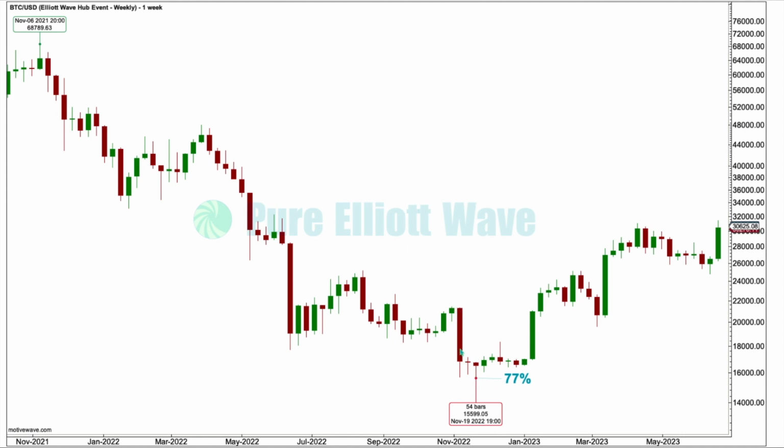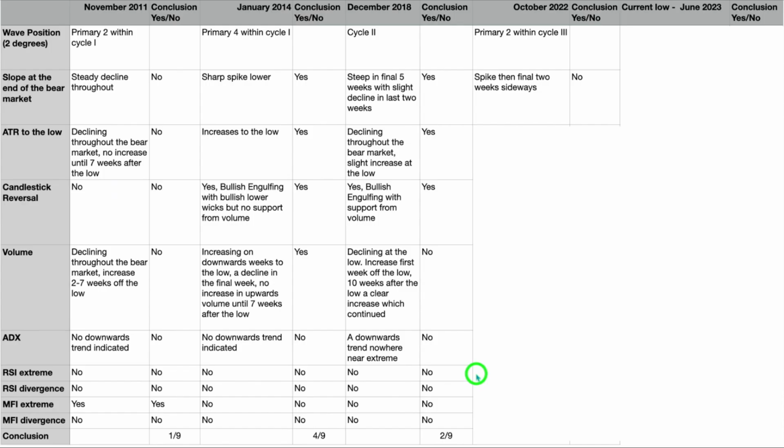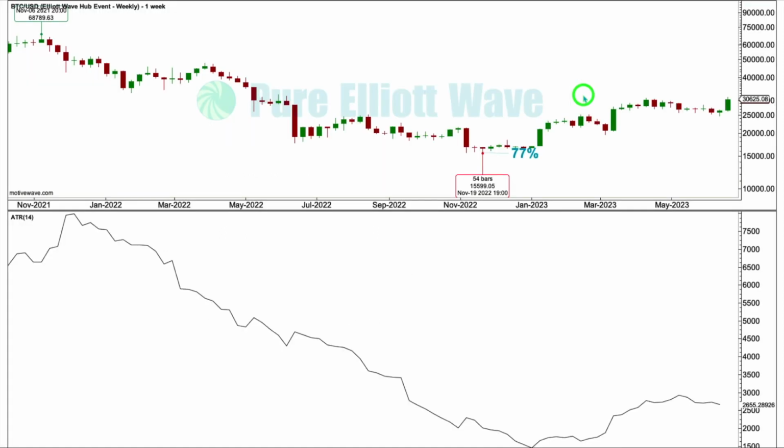A little bit of an increase in the slope of downward movement, but in the last 2 weeks it just moved sideways. So there was a spike, but then the final 2 weeks are sideways. This is subjective, but I'm going to say no because I'd rather be conservative. That condition is not met.